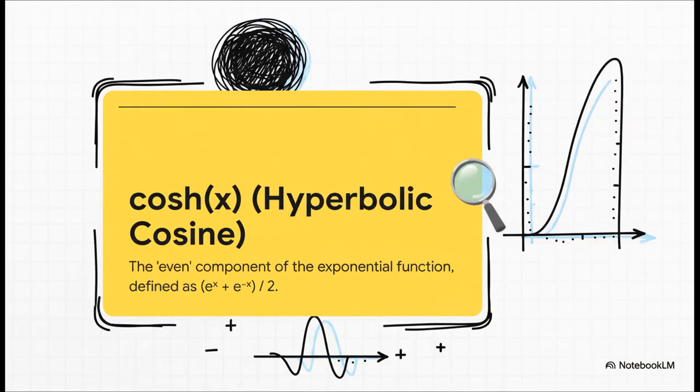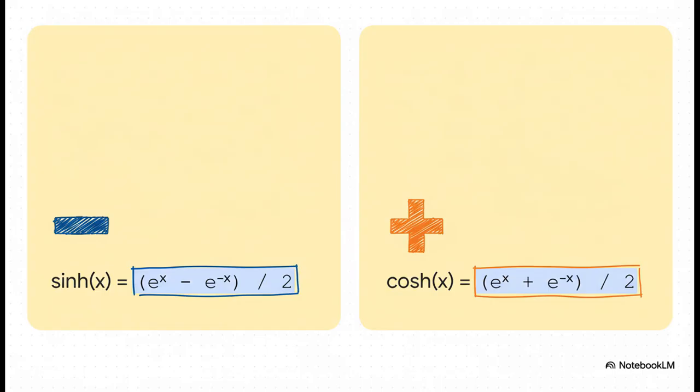And then you've got its partner, the hyperbolic cosine, pronounced cosh. Its formula is e to the x plus e to the negative x, all divided by 2. This one's the even component. Just like regular cosine, plugging in a negative x gives you the exact same value as plugging in a positive x. Now just look at them side by side for a second. They are almost identical. They're built from the exact same pieces. The only thing, literally the only thing that separates sinh from cosh is a single minus sign. That one tiny change makes all the difference in the world.